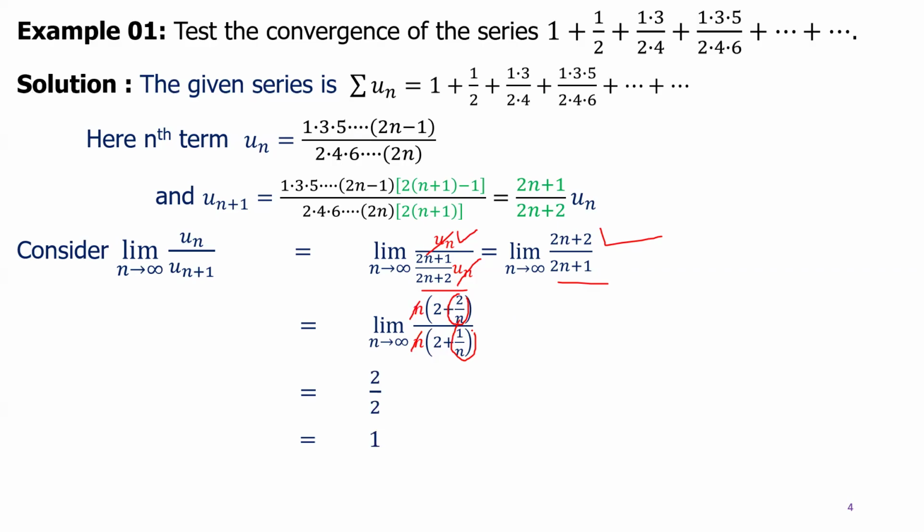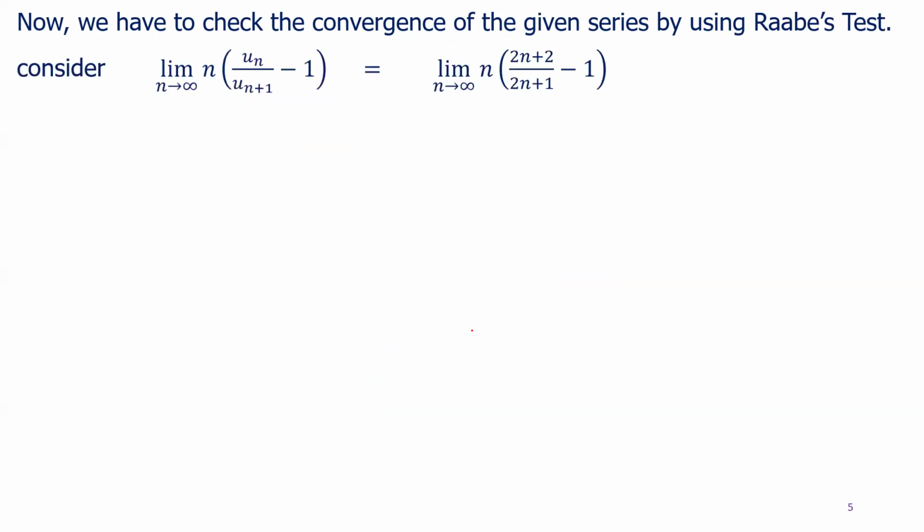Since the ratio test fails, we now have to check the convergence of the given series by using Raabe's test. So what is the expression for Raabe's test? The value of L is nothing but the limit of n times (un upon un plus 1 minus 1). Here, un upon un plus 1 is nothing but 2n plus 2 upon 2n plus 1.